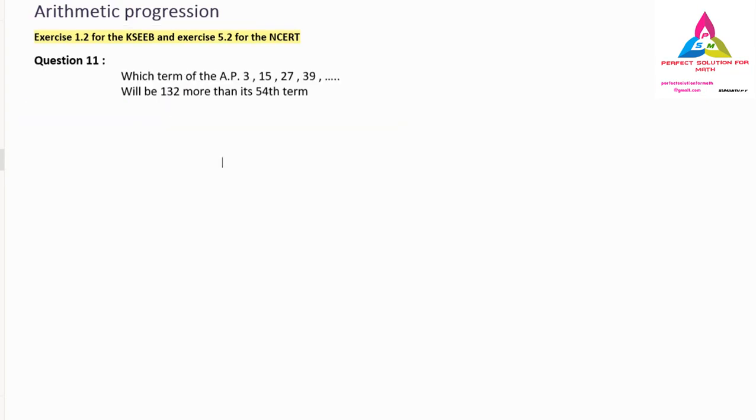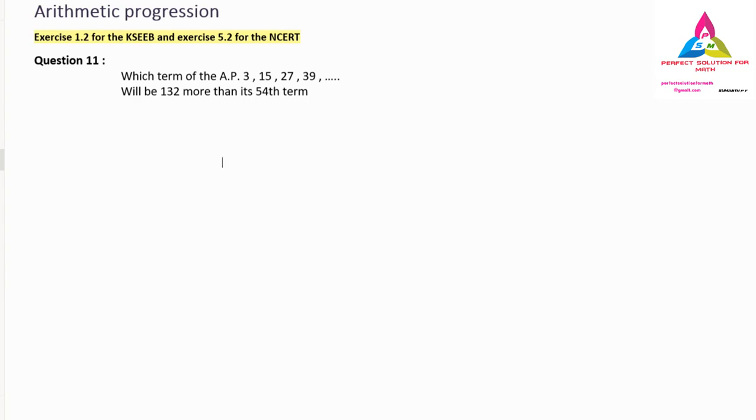Coming to the 11th question, here they have given: which term of the AP 3, 15, 27, 39 and so on will be 132 more than its 54th term. Understand the question once again. Which term of an AP?